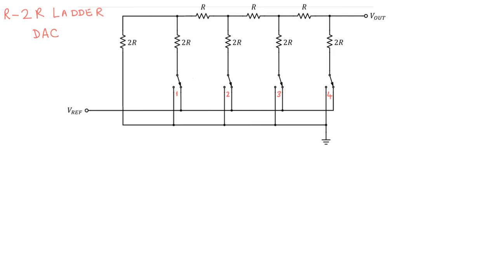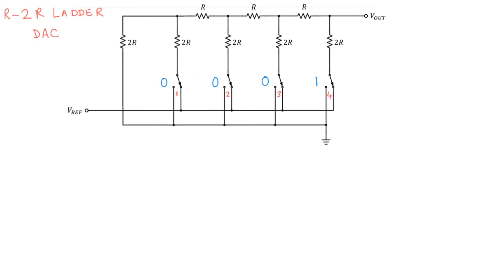What we'll do is switch on each of these switches one at a time and see how the circuit works. Okay, so let's say the digital code that we want to convert into an analog value is 0 0 0 1. So only one of these switches, the switch 4, is on while all the other switches are off.